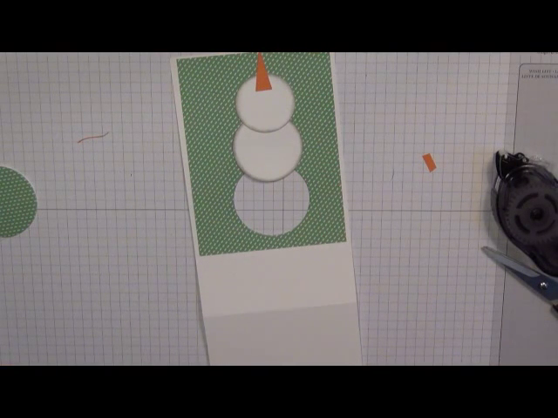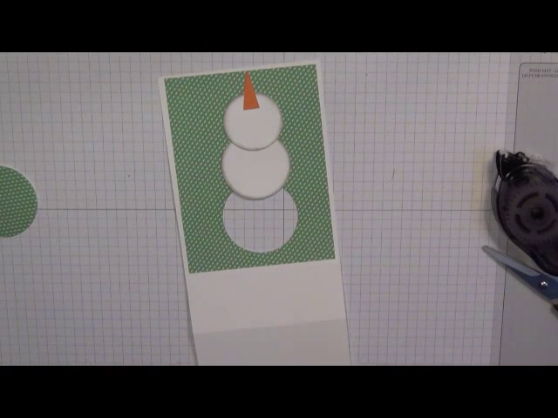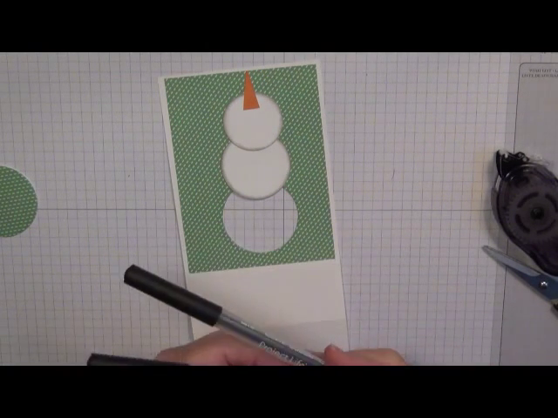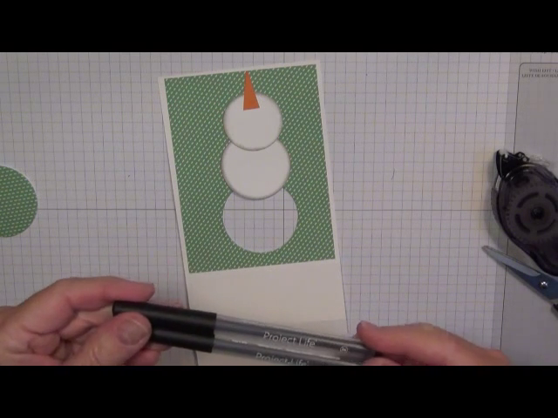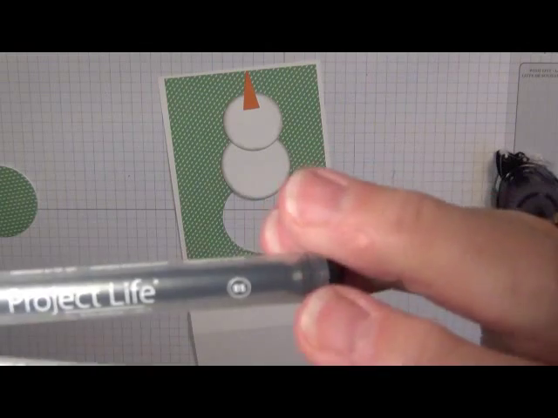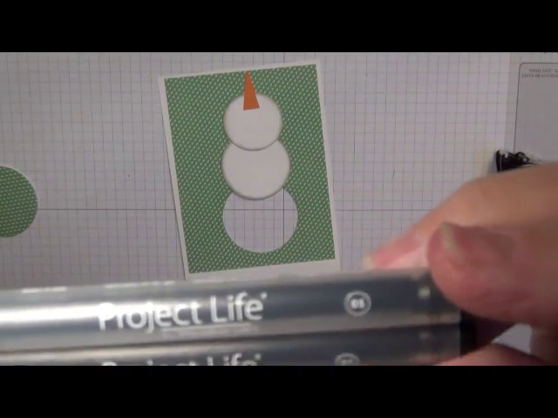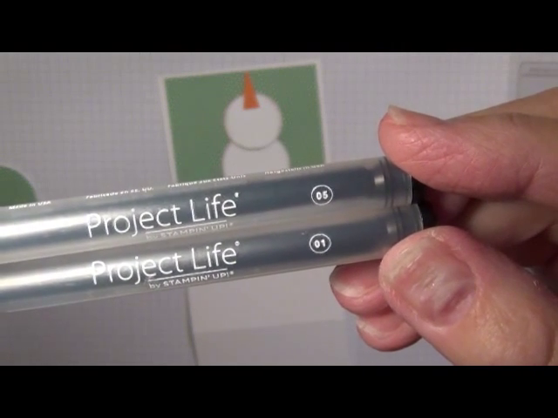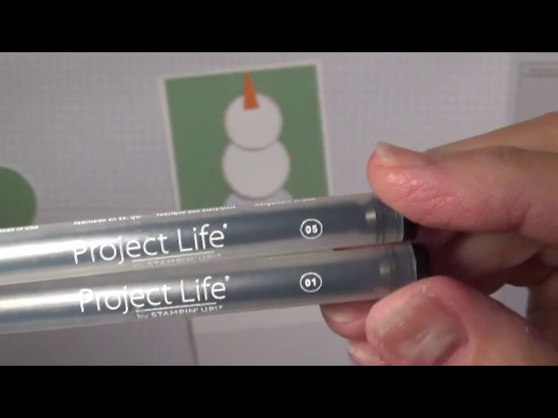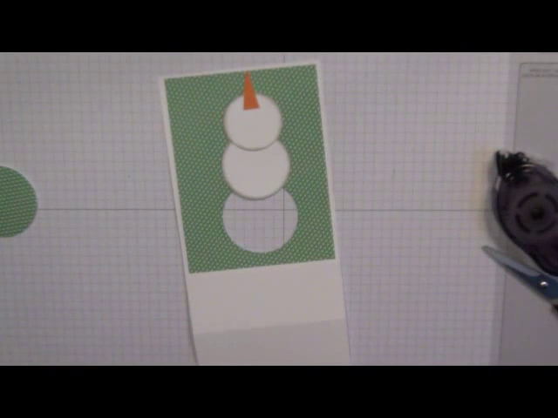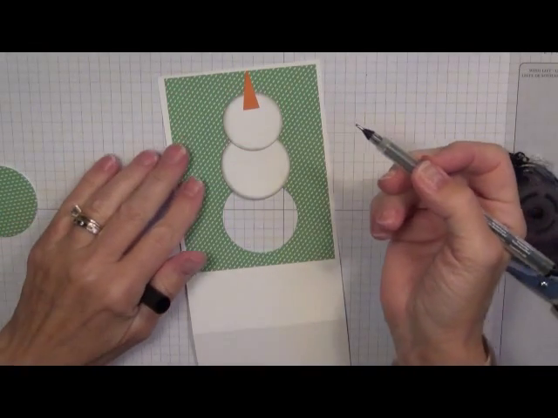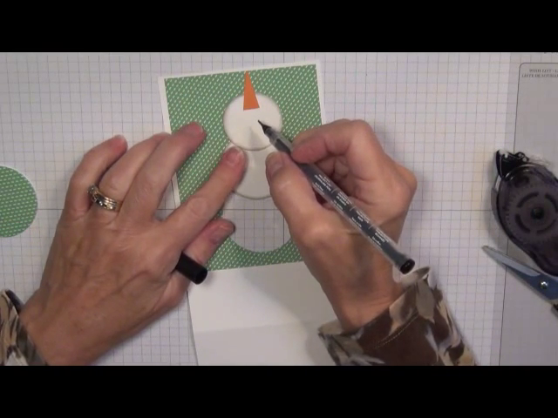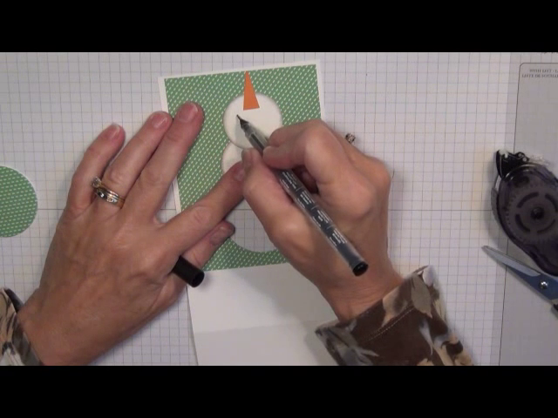And then to add the mouth, I'm going to use my Project Life journaling pen. There are actually two Project Life journaling pens. Can you see right here? I can hold them there. I don't think you're going to be able to see that. Oh yeah, maybe you can. There's an 01 on the bottom one and an 05 on the top one. That's the thickness of the tip. I just wanted to let you know I used the 05. So I just freehanded his mouth with a big smile.